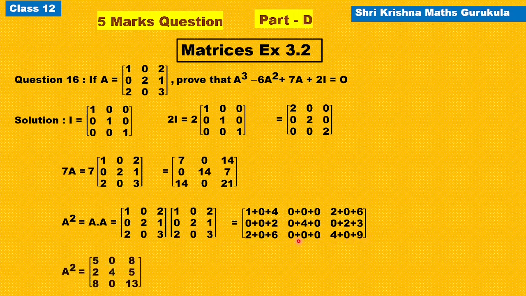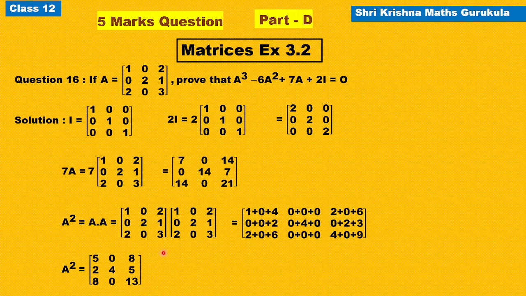On simplification, we get A square to be 5, 0, 8. Now this is 2, 4, 5. So 2, 4, 5. 8, 0, 13. So this is 8, 0 and 13. So this is matrix A square.